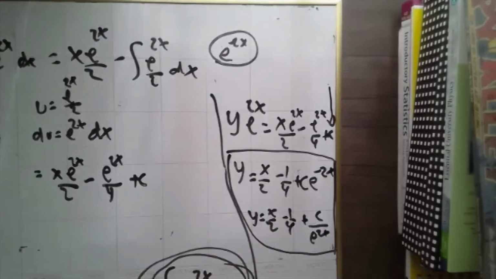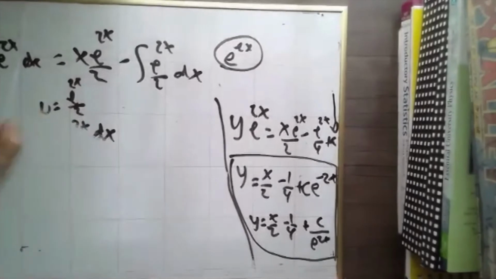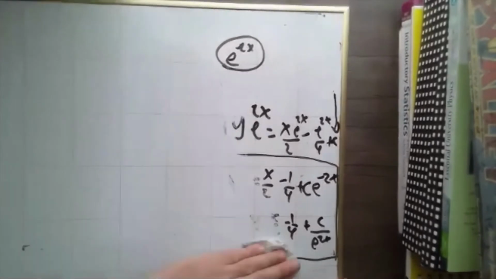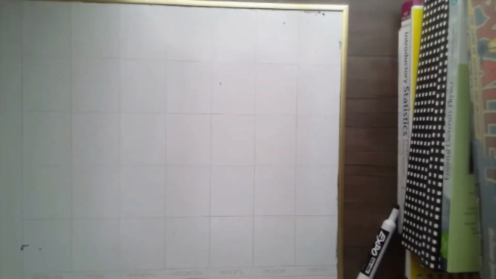Okay, so it's a relatively simple process. Sometimes we get a nasty integral we've got to do. Sometimes we get an integral that's impossible. Okay, let's do another one. Okay, let's do this guy.